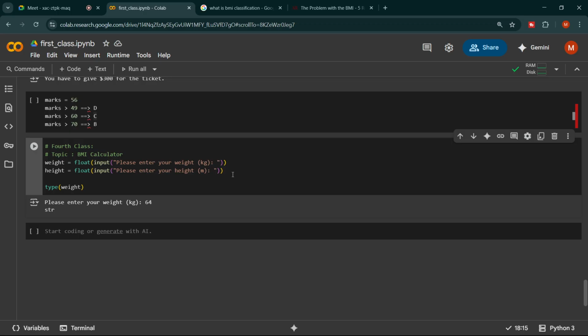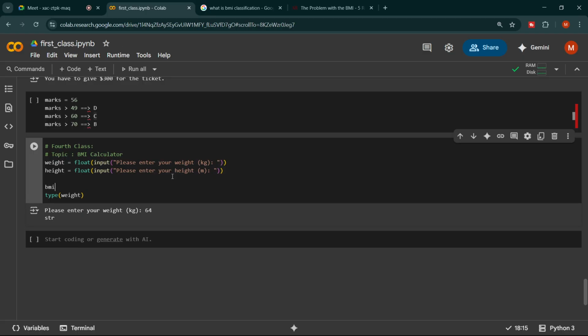Okay, fine. Now we have taken the input from the user. The inputs are weight and height, and now we will calculate the BMI. Let's remove this type thing so that we can work properly. I am making a variable BMI where I will be storing the output of the calculation. We just saw the formula: weight in kilogram over height square, and height was in meter.